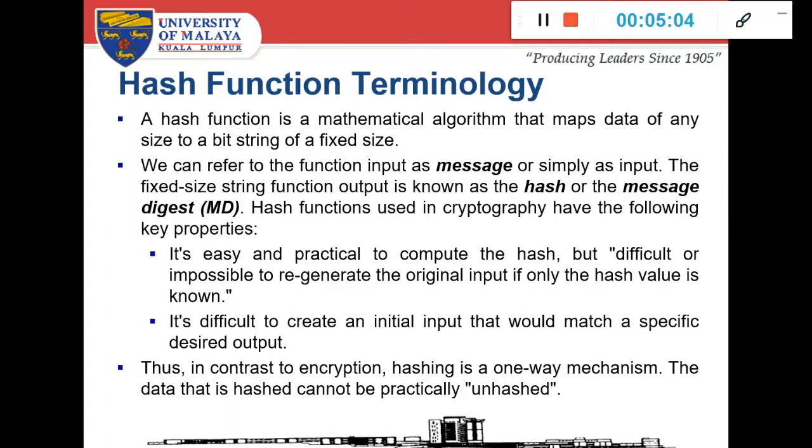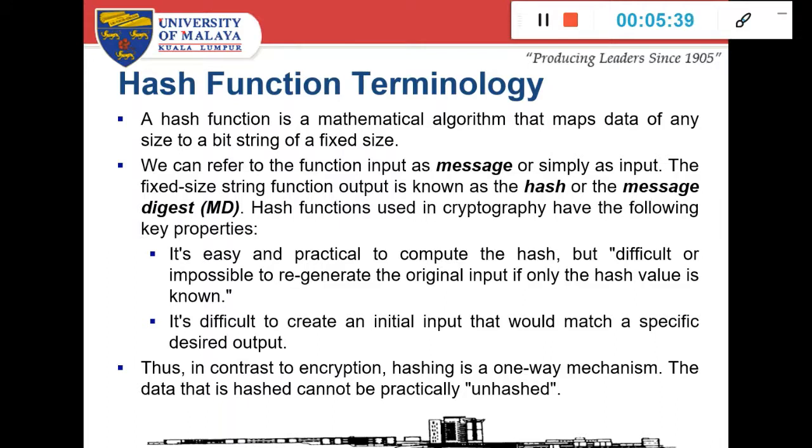Hash function is used in the blockchain. It's a mathematical algorithm that maps data of any size. You can put in any input, long or short, but the output is always the same: a bit string of fixed size. Either it's a lengthy message, a big file of data, or a small message or small data, it will always produce a fixed-size output in the form of a bit string.